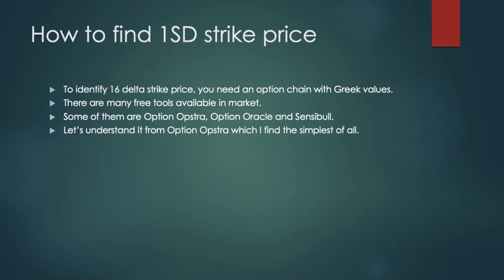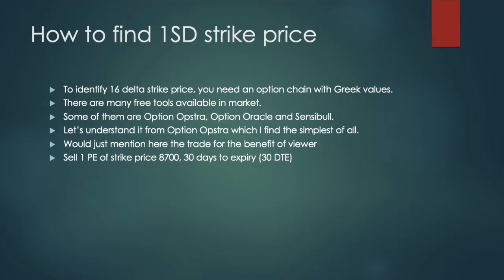So now you just understood how we identified those levels, and I would like to mention here the trade which we just identified, for the benefit of the viewer. We sold one put of strike price 8700, 30 days to expiry because we took May, and one call option of strike price 10,300, 30 days to expiry.